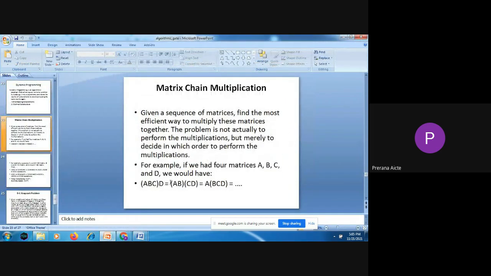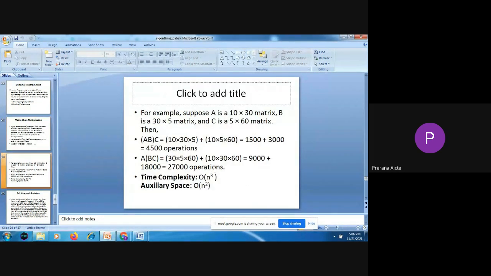So we have one more application, matrix chain multiplication. We have to find out in which order we should multiply two matrices at a time so that we get the matrix multiplication with fewer computations. That is the application that comes under dynamic programming, matrix chain multiplication. In which order do we have to multiply those matrices?